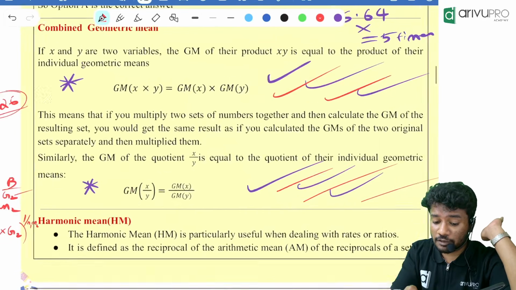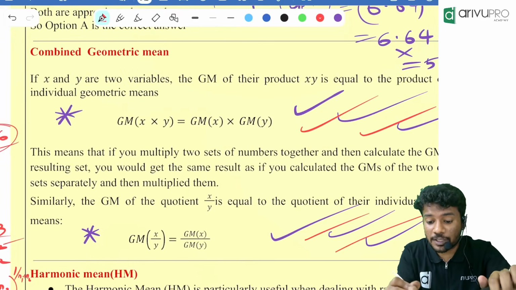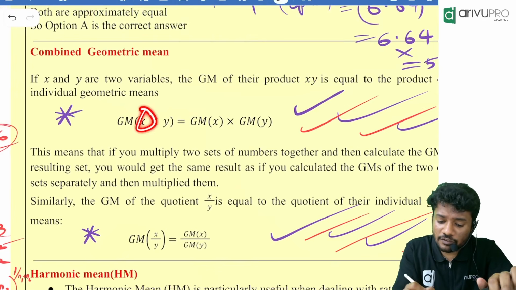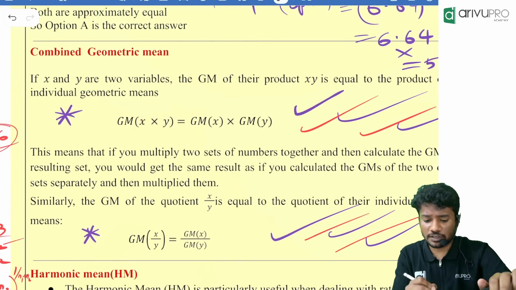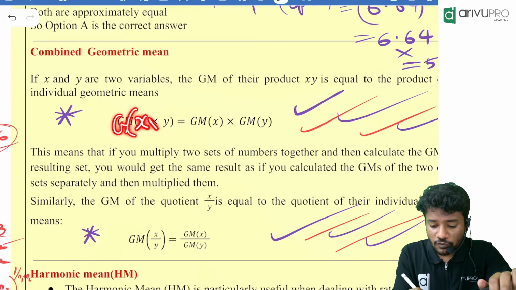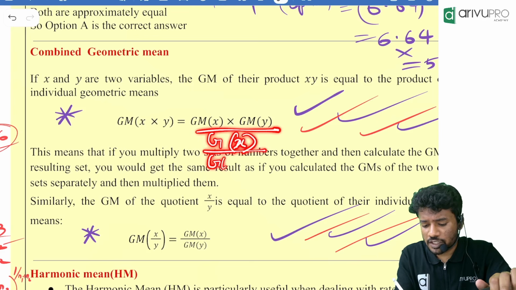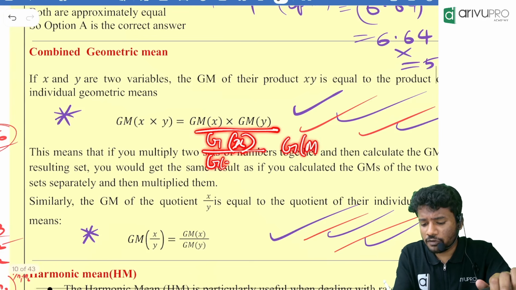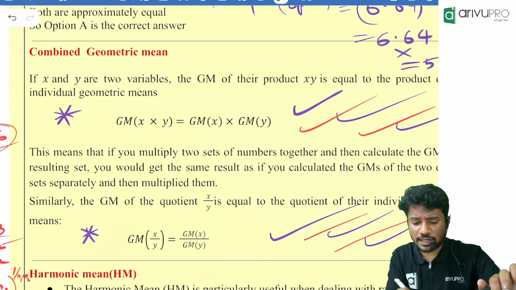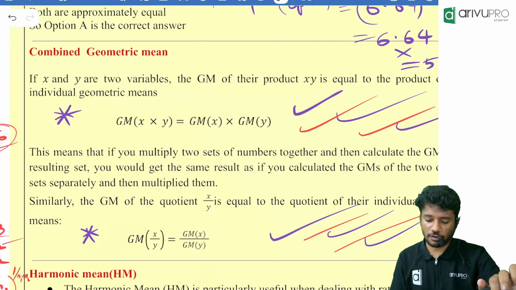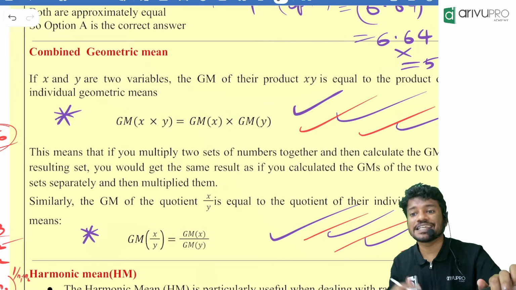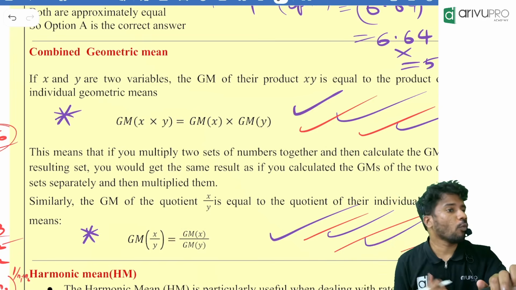But you need to study this when we are talking with respect to variables. For example, there is a variable x and variable y. They will ask what is the geometric mean of x into y. The options will be like this. One option will be GM of x into GM of y. Another option will be GM of x divided by GM of y. Another option will be GM of x plus y. Different options will be there. Which is the answer? GM of x into GM of y.